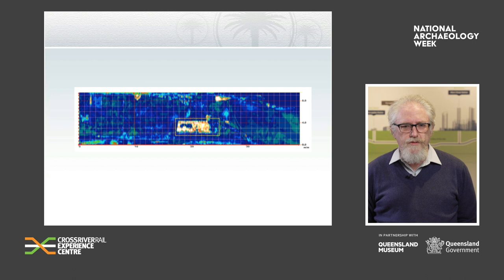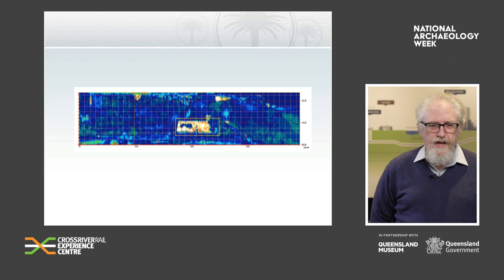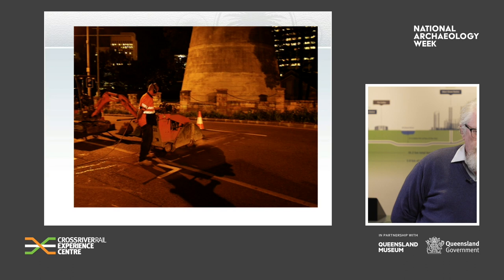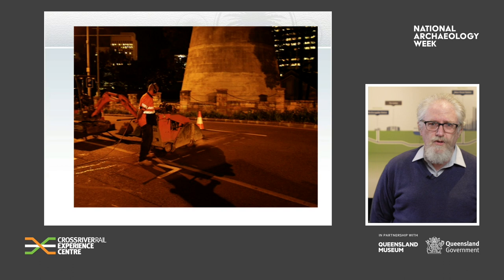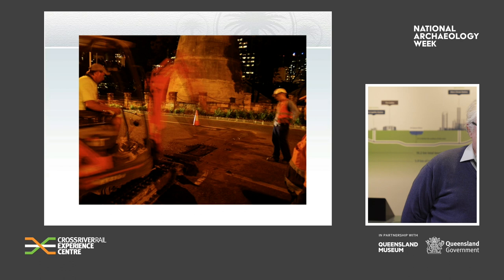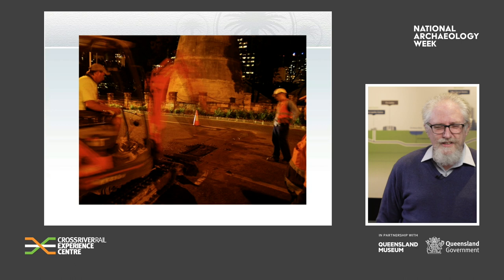So we actually did some ground penetrating radar of Wickham Terrace and found this anomaly under Wickham Terrace in line with where the treadmill should be. So one night we stopped the traffic on Wickham Terrace and we dug up the terrace looking for the treadmill. So we cut through the bitumen and then we excavated through, but unfortunately we didn't find any treadmill. The anomalies were water pipes under the ground. So hopefully the treadmill is still there. We just didn't find it.